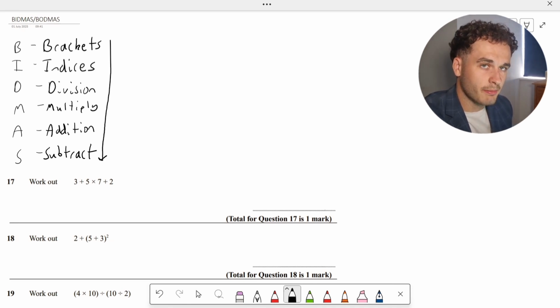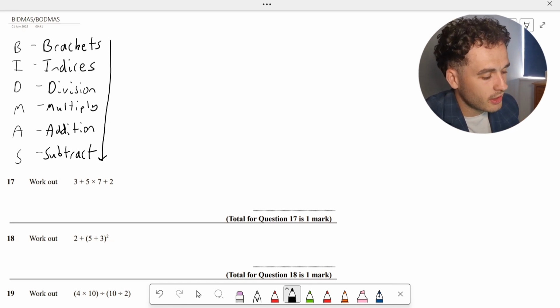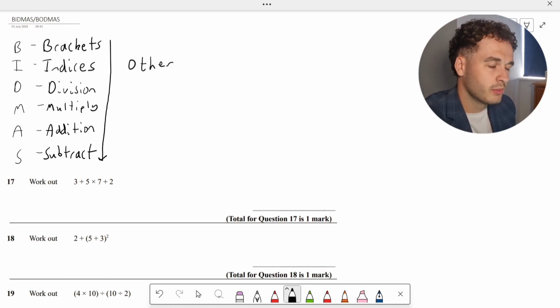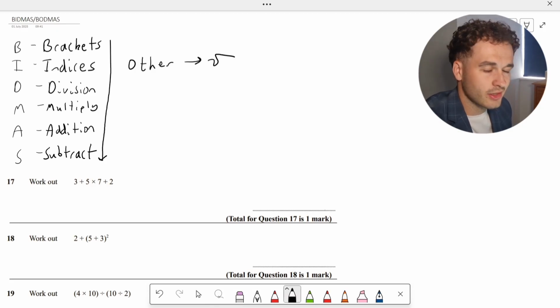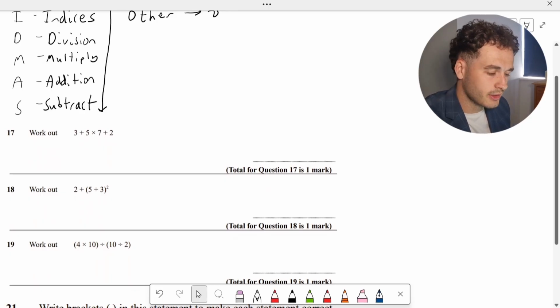Now your teacher might have taught you this as BODMAS rather than BIDMAS. Don't worry, it's the same thing, it's just the O in BODMAS stands for other, and this can be something like a square root as well as a power or an indice. So we're going to dive straight into some examples.